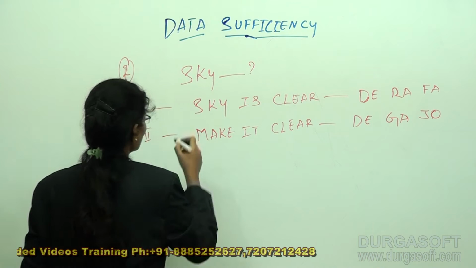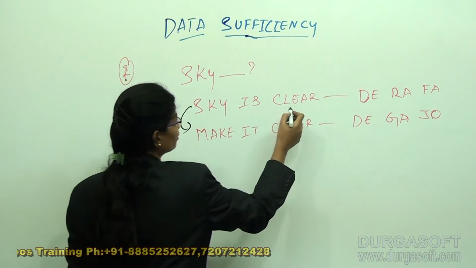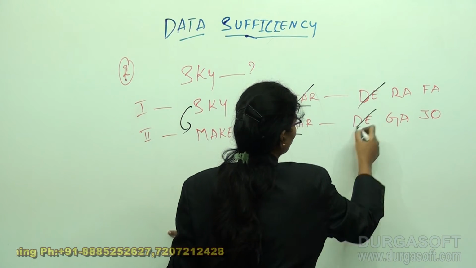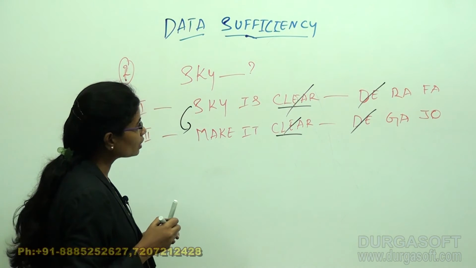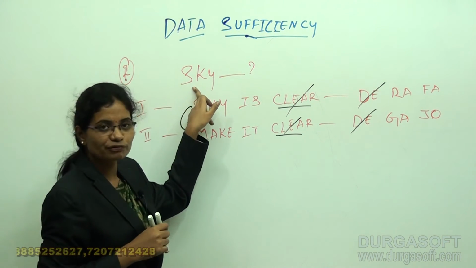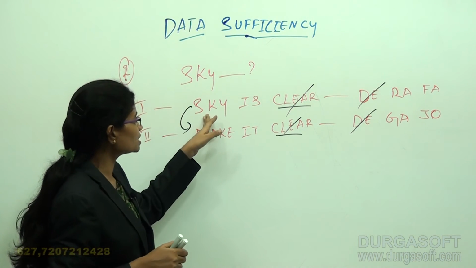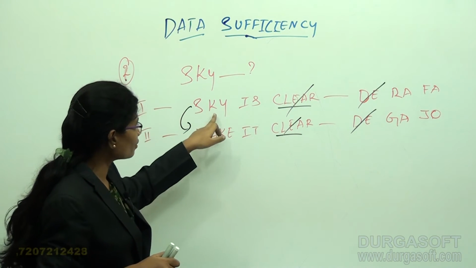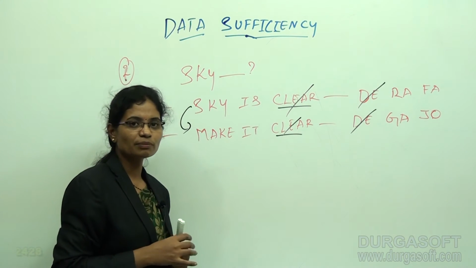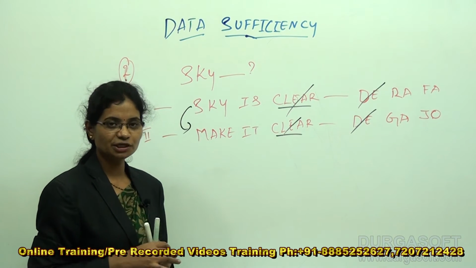So if I go with both the equations, I cancel what is common in both. I have "clear" common here and here, and DE common here and here. So from this I get the code for clear as DE, but I wanted to find the code for sky. From these two equations I don't know the code for sky. From equation 1, for sky I am left with RA and FA. So this does not give me a confirmed answer for sky. So my answer will be that both 1 and 2 are not sufficient to give the answer.